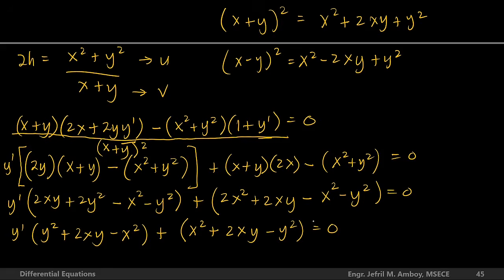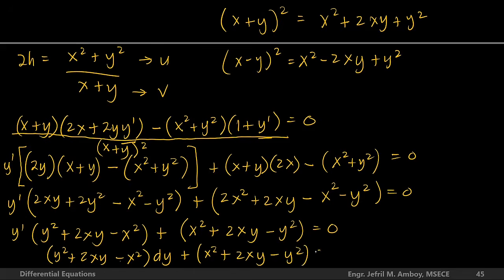We can also express it in differential form by multiplying both sides of the equation by dx. So, pag minultiply mo yan ng dx, magkabila, ang matitira dito, y squared plus 2xy minus x squared dy plus x squared plus 2xy minus y squared dx equals 0. So, again, this could be your final answer if it's in derivative form, or this could be your final answer if it's in differential form.